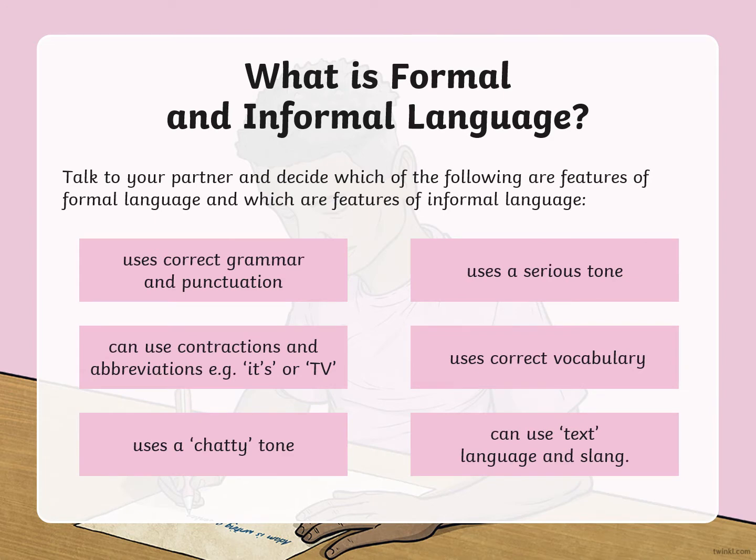Talk to your partner or think about this at home and decide which of the following are features of formal language and which are features of informal language. Uses correct grammar and punctuation. That's right, that is formal. Can use contractions and abbreviations, for example, it's or TV. Well done, that is informal.